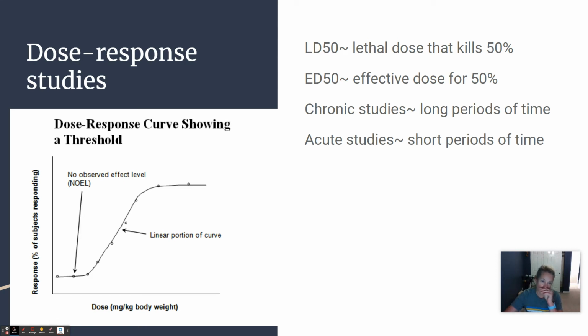And then this NOEL, it just means no observed effect. So right here, there's nothing. We don't see any observed effect. There's 0%. And then we start to see a steady incline. And so at 50% is where we have the ED or LD. And then this would be, if we're looking at lethal dose, this would be 100% death. Or this would be 100% effective for everyone.